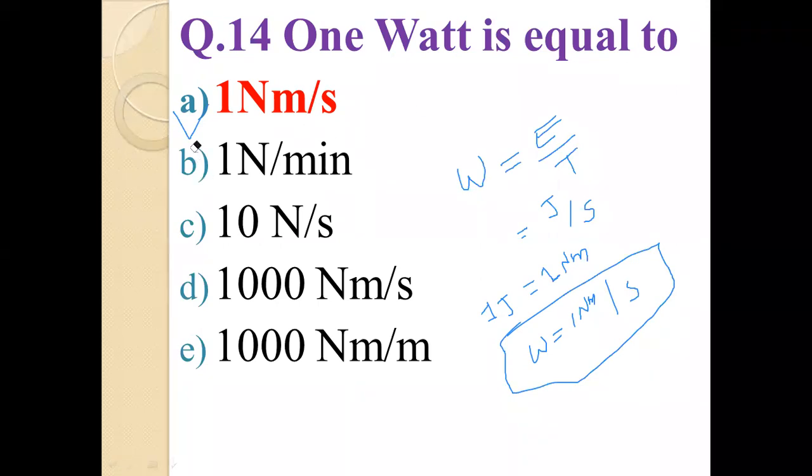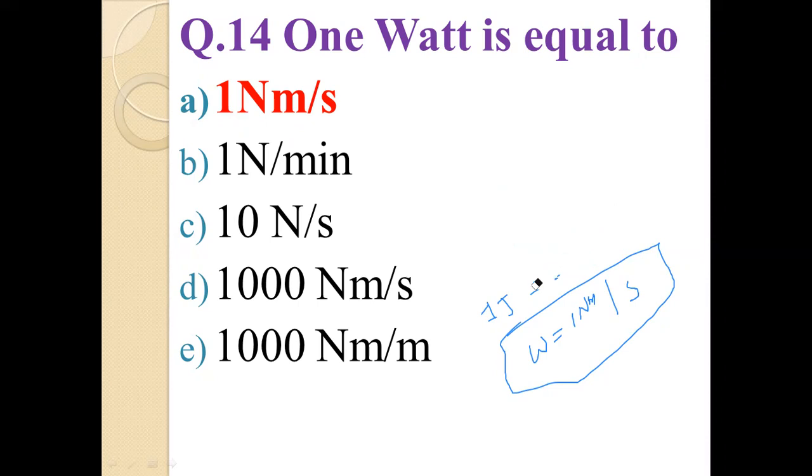Second option B is not correct. Newton per meter minute, this is not the correct answer. Then 10 Newton per second, this is also not the correct answer. 1000, this is also not the correct answer. And 1000 Newton. So the correct option is A.